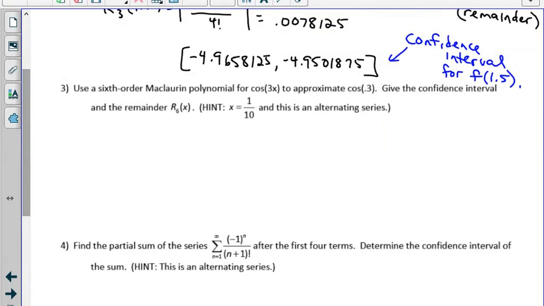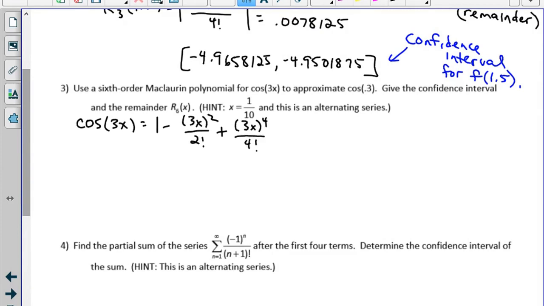Problem 3 uses the sixth order Maclaurin polynomial for cosine of 3x. So let's write that really quick. 1 minus (3x) squared over 2 factorial plus (3x) to the 4th over 4 factorial minus (3x) to the 6th over 6 factorial. Now we know that this is for sure going to be an under approximation.